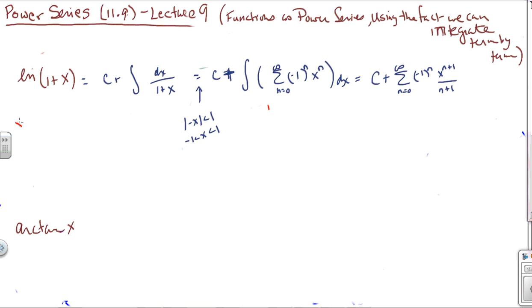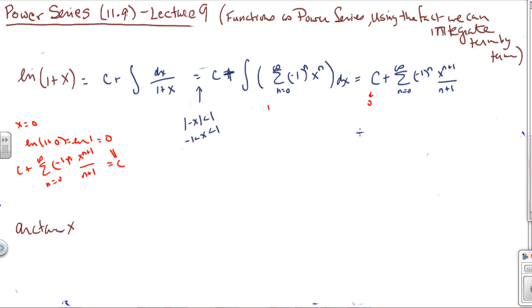So let's try x equals 0. ln of 1 plus 0 is equal to ln of 1, which equals 0, right? So the left-hand side will be 0, and on the right-hand side, c plus the sum n equals 0 to infinity of negative 1 to the n, x to the n plus 1 over n plus 1. Well, if x is equal to 0, all of the terms in this series disappear, right? So I just get c. On the left-hand side I get 0, on the right-hand side I get c. Those are equal, so c is equal to 0.